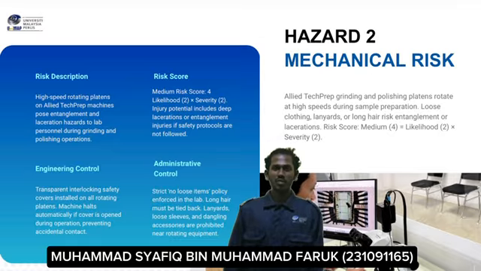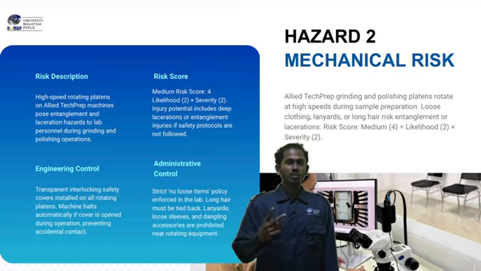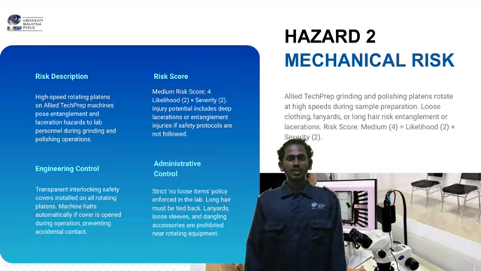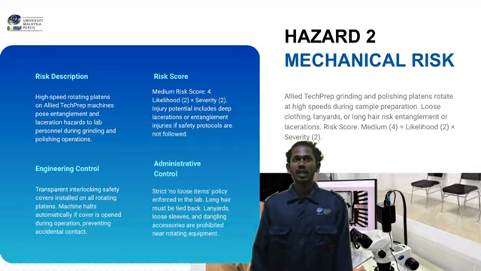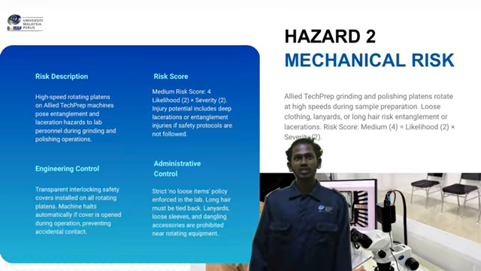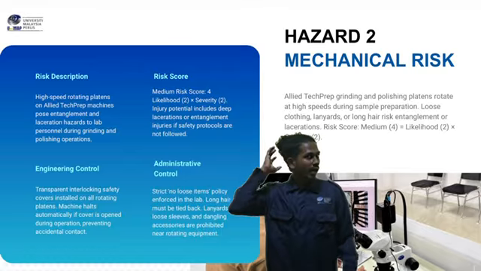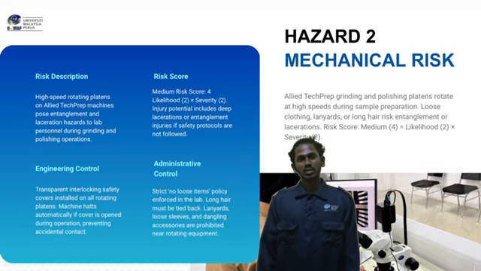the laboratory. Assalamualaikum, my name is Muhammad Shafiq and I will be presenting hazard 2, which is the mechanical risk. This hazard comes from high-speed rotating parts used in the grinding and polishing machine during sample preparation. These rotating parts can cause serious injuries such as entanglement of loose clothing, lanyards, or long hair, which may result in deep cuts or lacerations.